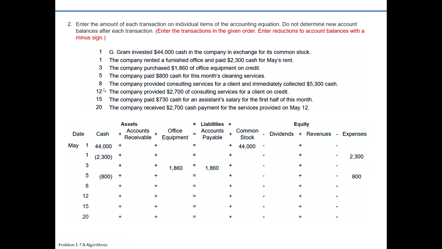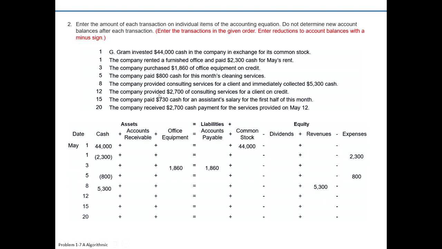On May the 8th, finally, the company is going to provide consulting services and it's going to collect cash immediately of $5,300. So cash is going to increase by $5,300 and the company has provided its services so its income or its revenues are going to balance out and increase by $5,300.